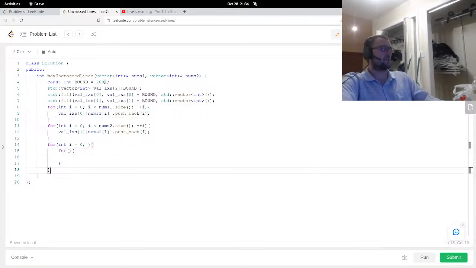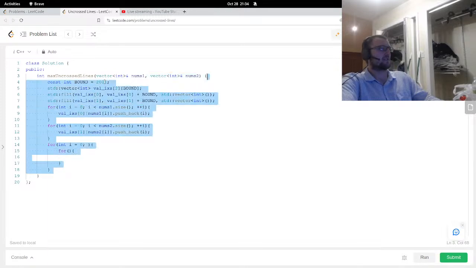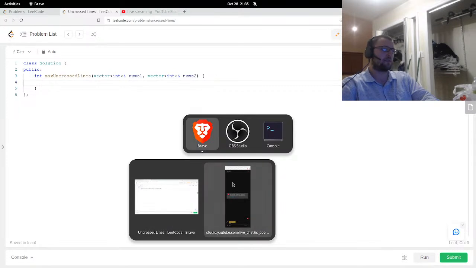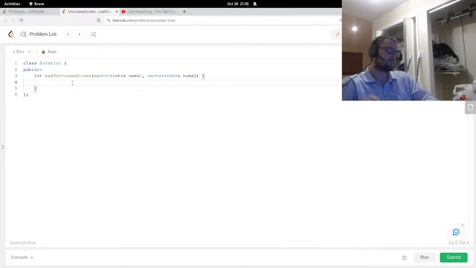Never mind, forget all this. That's incorrect. I was thinking there's a way to do a DP, but that doesn't quite make sense. Oh no. I was thinking like I could just do a double loop for each I and for each J. That actually... Oh boy.